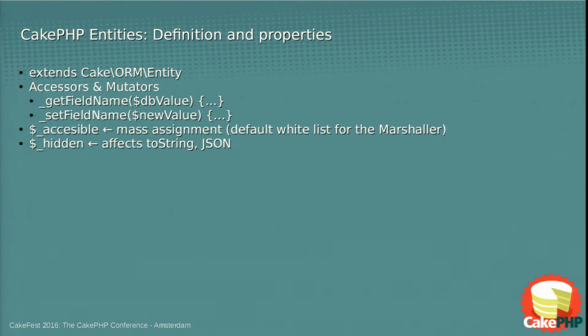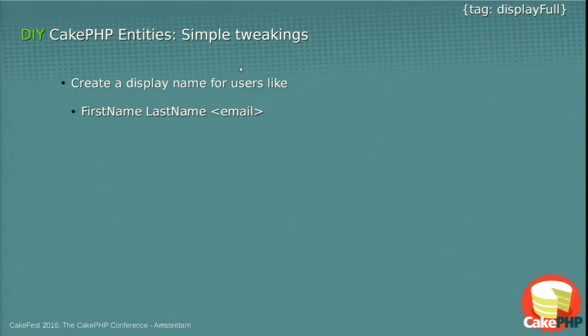Okay. And then we have hidden, that you can use, for example, to remove some fields in the entity when you are going to convert the entity to string or to JSON. For example, a password. Usually you don't want to print the password of the user, so you put the password in the hidden property, and you ensure that when you convert the entity to JSON or to string, the password is not there.